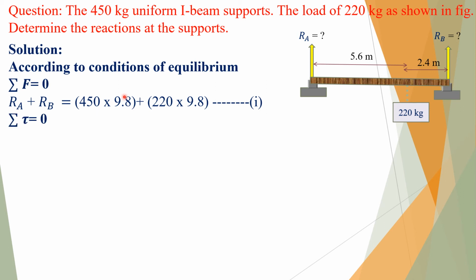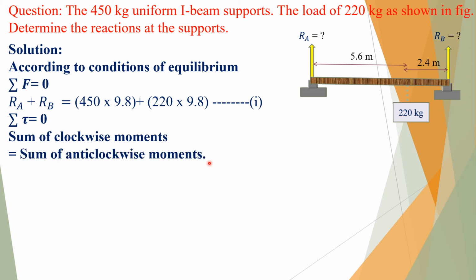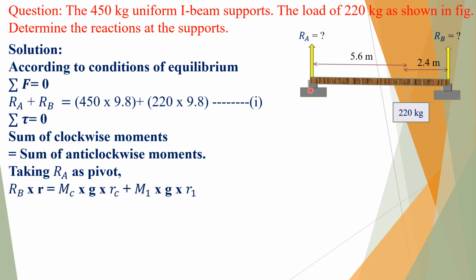According to the second condition of equilibrium, summation of torque is equal to 0. So summation sigma tau is equal to 0. Sum of clockwise moments is equal to sum of anti-clockwise moments. We are taking here RA as the pivot point, and from here we can get the sum of clockwise moments, that is equal to the sum of anti-clockwise moments.